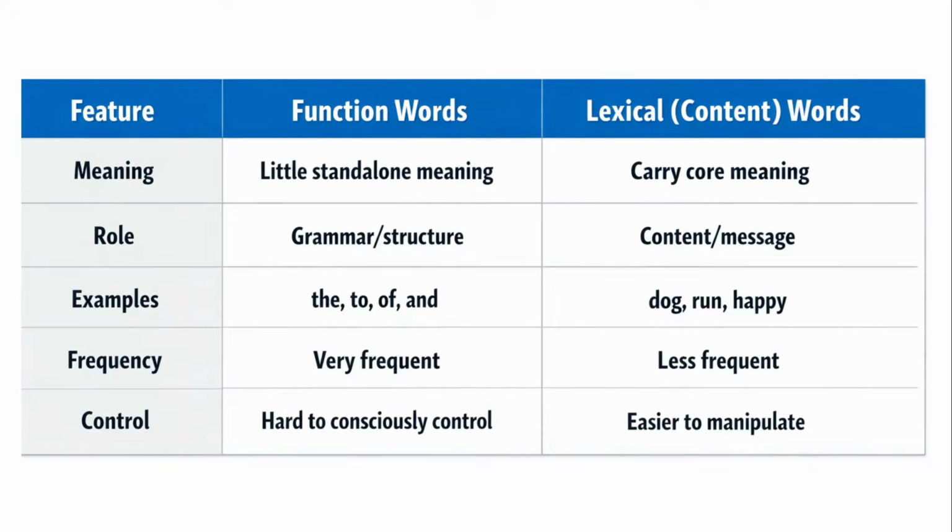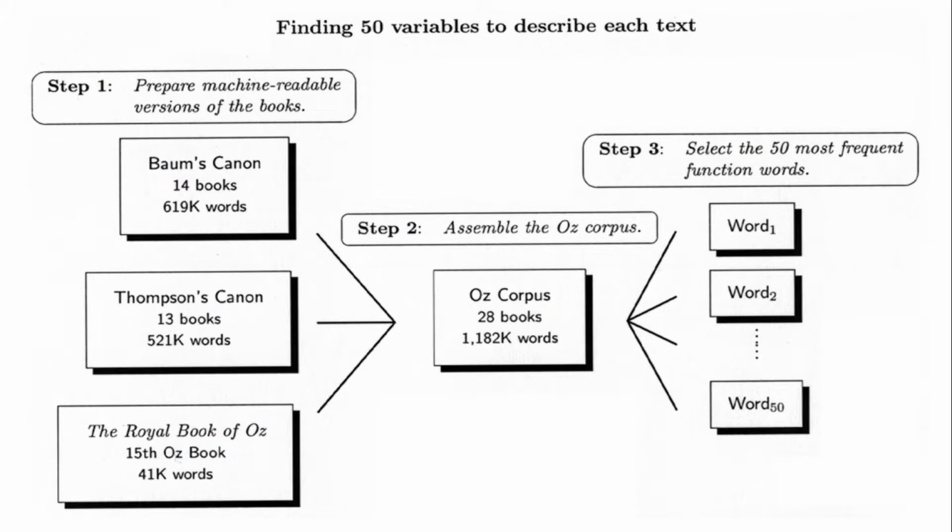They also don't appear as often, so if we want to capture a writer's underlying style, function words give us a much more reliable signal. Now that we've decided to focus on function words, let's build the dataset. We start by identifying the 50 most common function words across the Oz books.